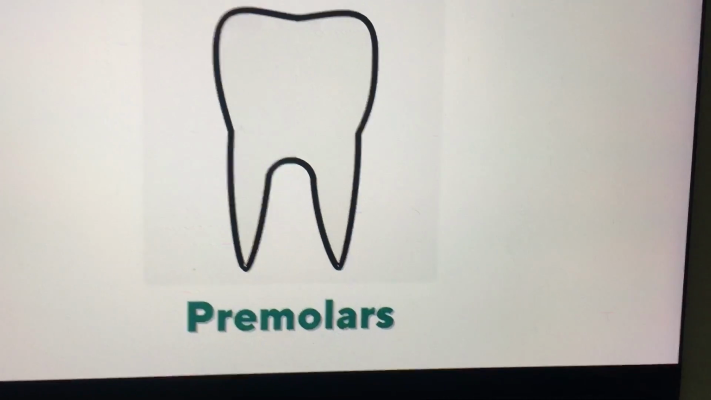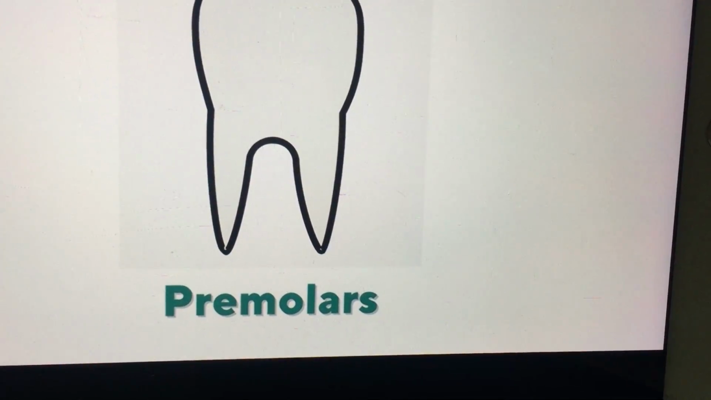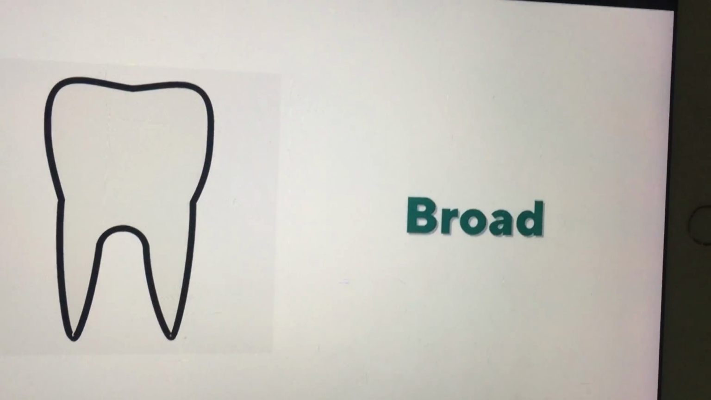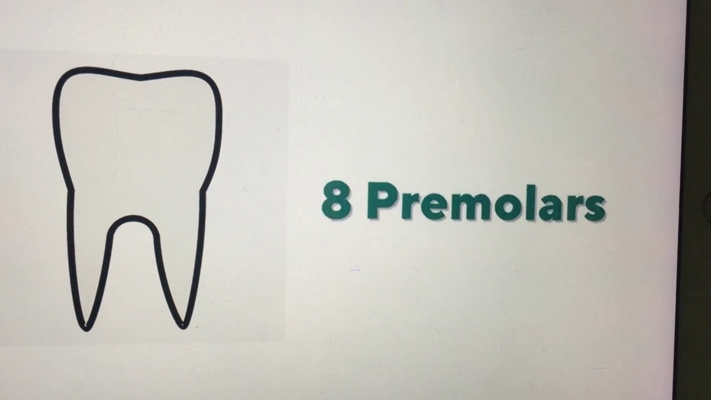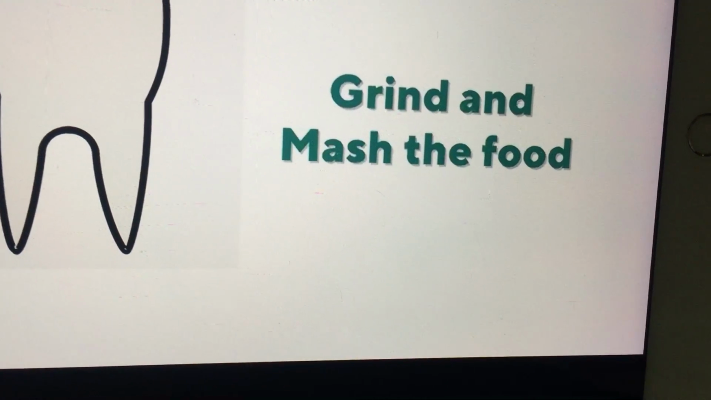After that, you have premolars. Premolars are also called the cracking teeth. They are broad and they are next to the canines. You have 8 of them, 4 on each jaw. Premolars help you to grind and mash the food.